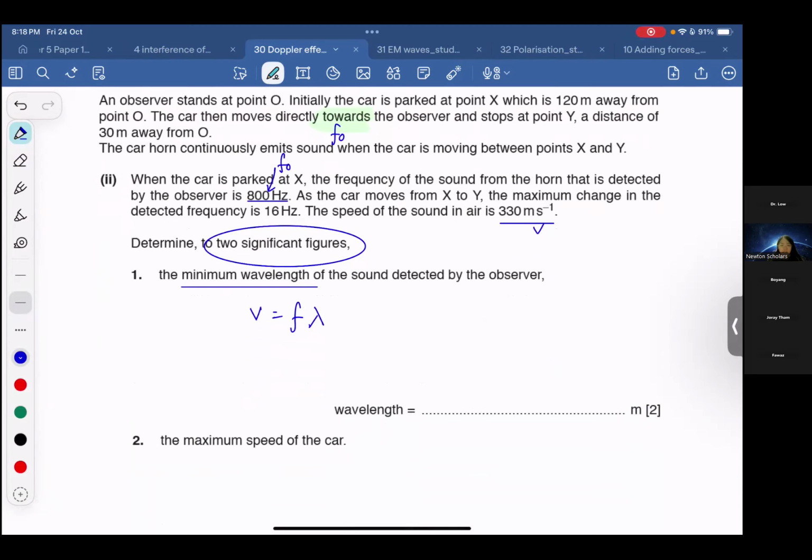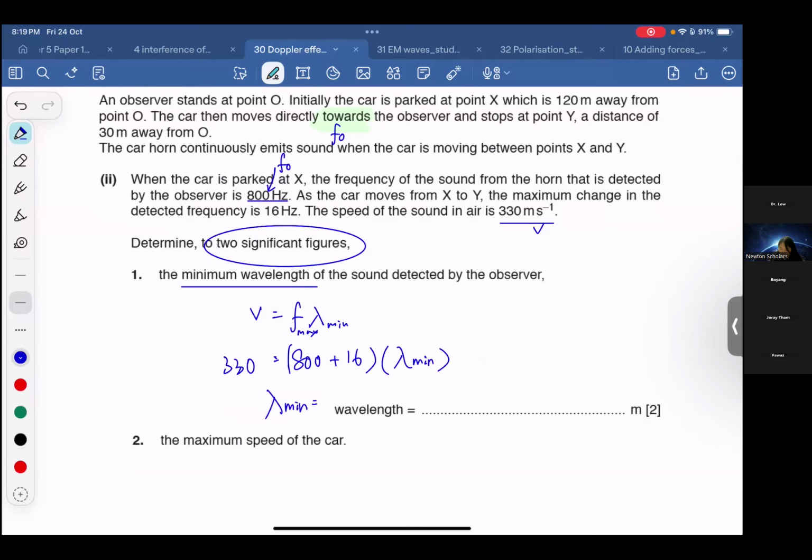Minimum wavelength: as I told you, if your wavelength is shorter, then your frequency should be higher. So this one is minimum, which means your frequency is maximum. So I should use 800 plus 16. Then this is the minimum. What is the speed of sound? The speed of sound is 330. So you will get the minimum wavelength.